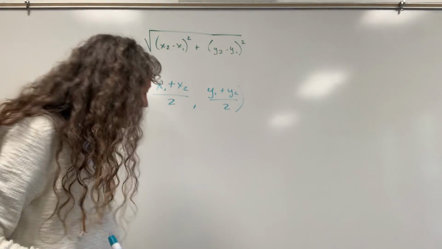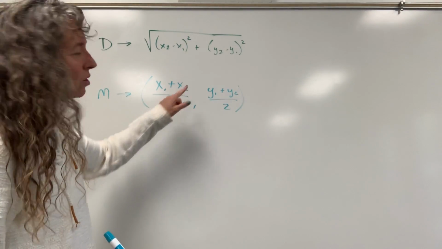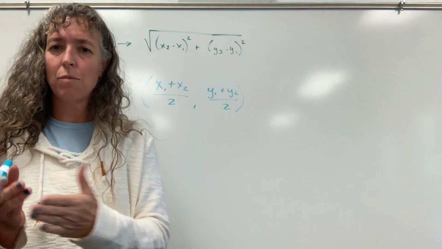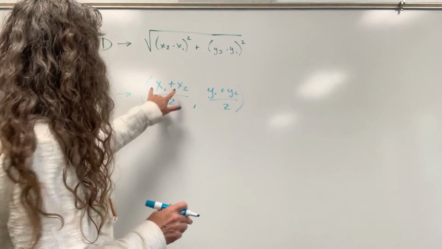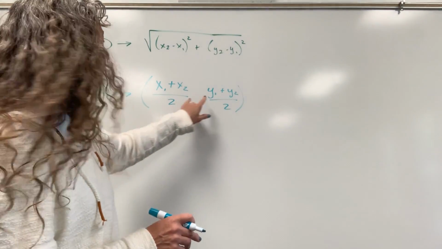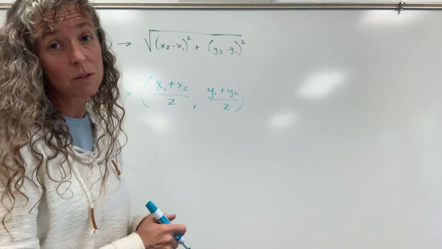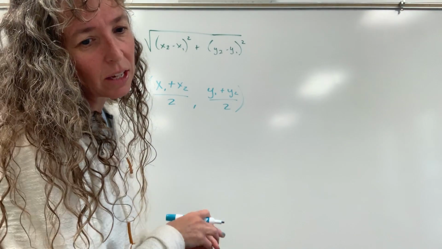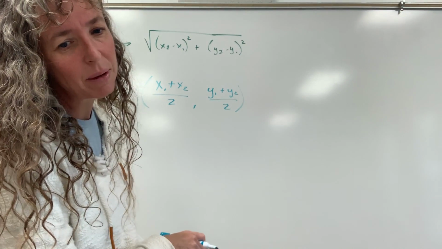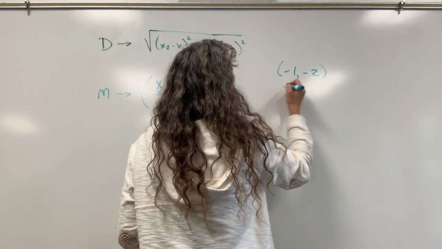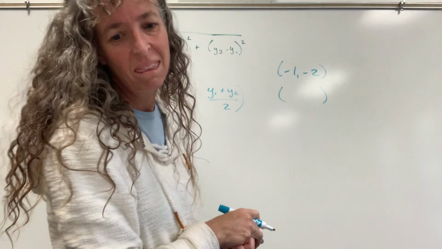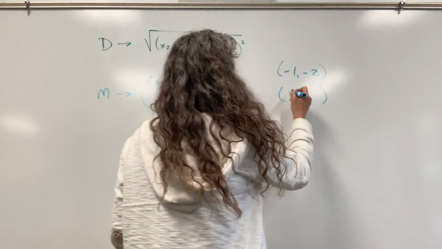Again, the little ones and the little twos just represent the x from the first ordered pair, the x from the second ordered pair. So this is my midpoint formula. You add the x's and you put it over 2. You add the y's and you put it over 2. So this one is a lot easier. Let's look at example number 3. What is the midpoint of a line segment whose endpoints are (-1, -2) and (3, -4)?